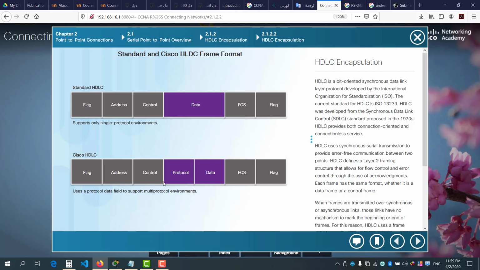What is the difference between the two frame formats? Here is a flag and there is a flag. Address and this is address. Control and control. Here is data, here is data, but this is the new component, or the new field, which is called protocol. FCS, which is the frame check sequence. Okay, this is a termination flag and this is a flag.